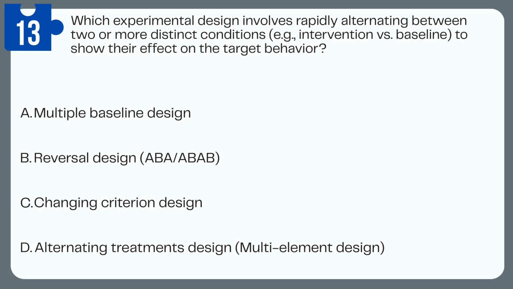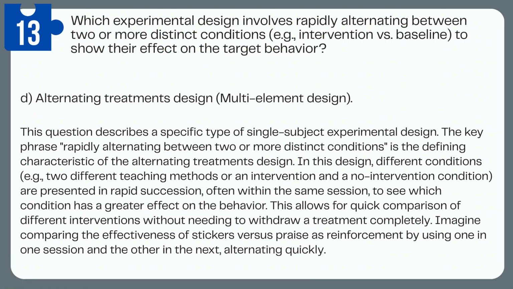Question 13. Which experimental design involves rapidly alternating between two or more distinct conditions, for example, intervention versus baseline, to show their effect on the target behavior? A. Multiple baseline design. B. Reversal design, ABA, ABAB. C. Changing criterion design. D. Alternating treatments design, multi-element design. Answer: D. Alternating treatments design, multi-element design.